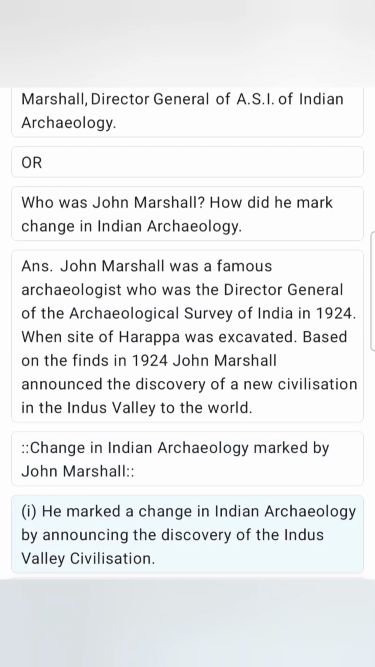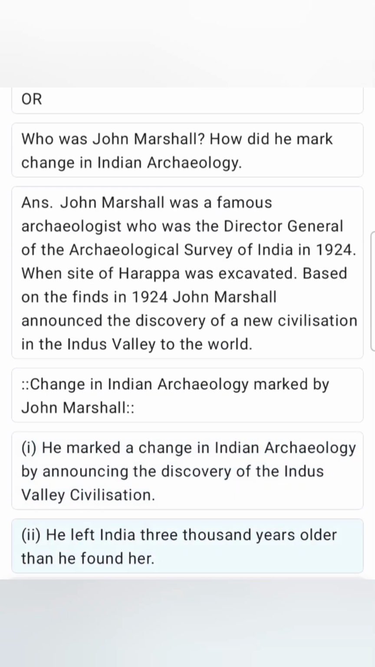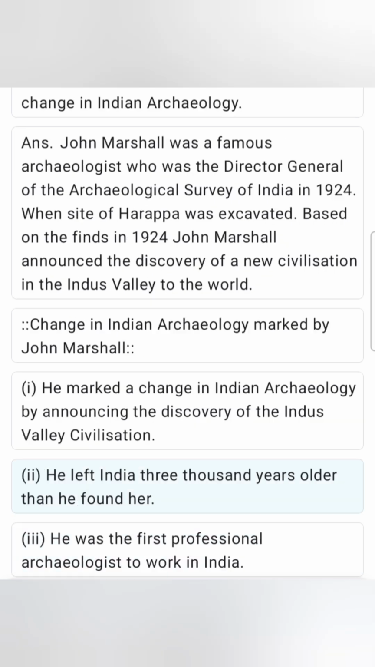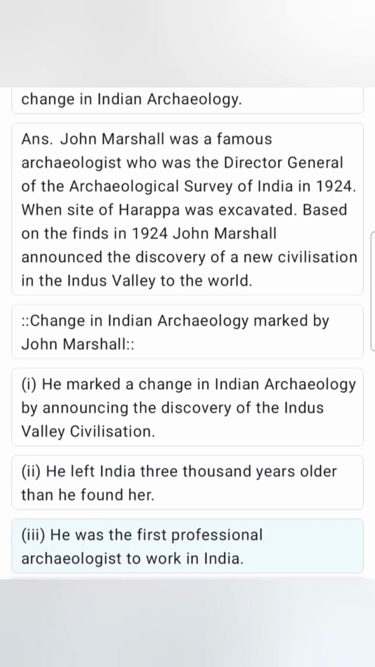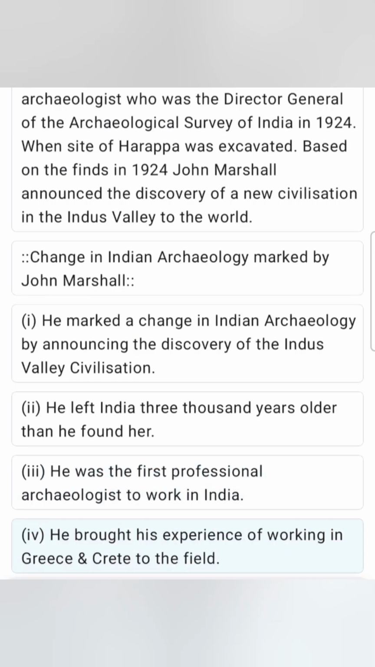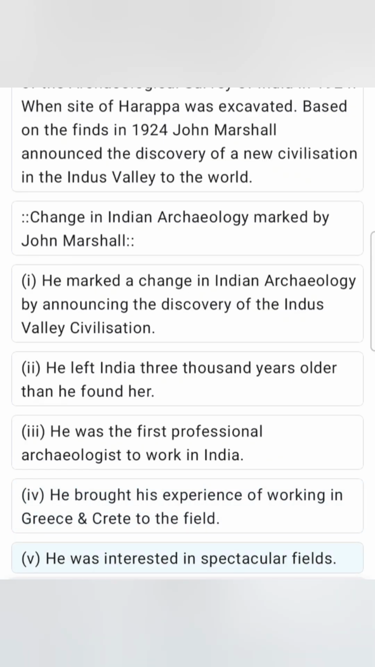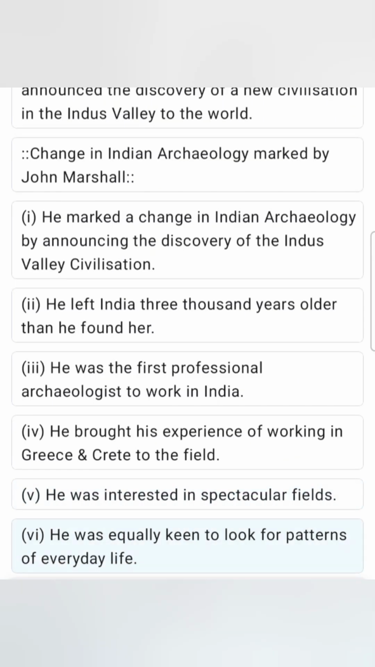Change in Indian archaeology marked by John Marshall. I. He marked a change in Indian archaeology by announcing the discovery of the Indus Valley civilization. II. He left India 3000 years older than he found her. III. He was the first professional archaeologist to work in India. IV. He brought his experience of working in Greece and Crete to the field. V. He was interested in spectacular finds. VI. He was equally keen to look for patterns of everyday life.